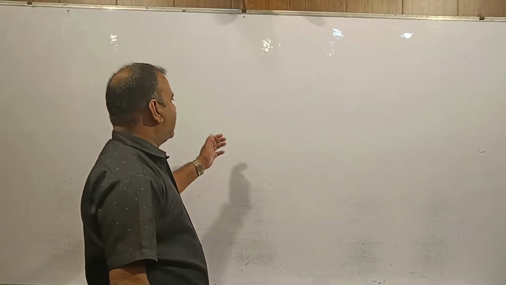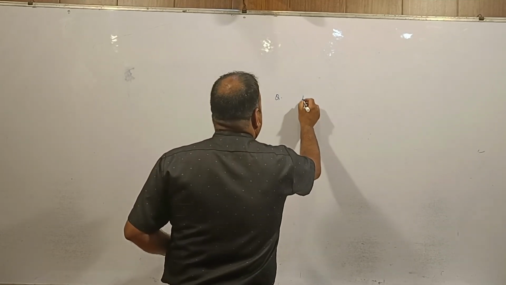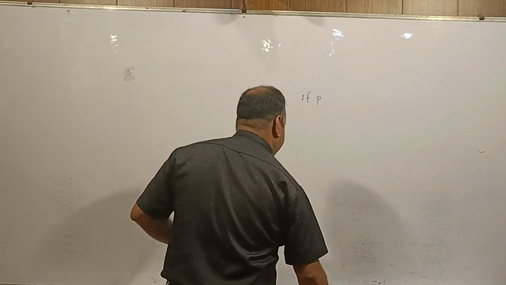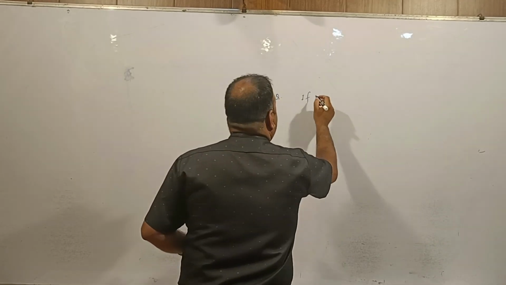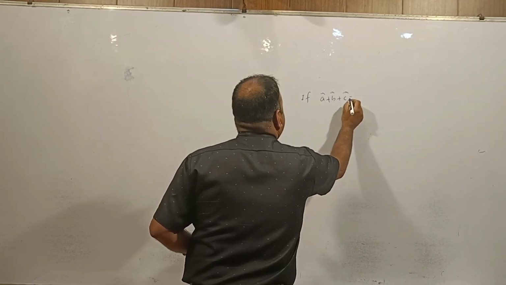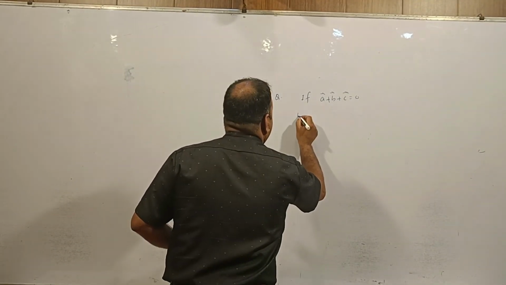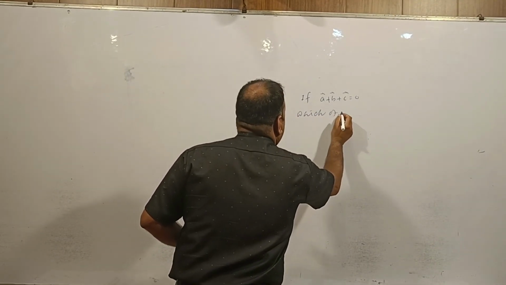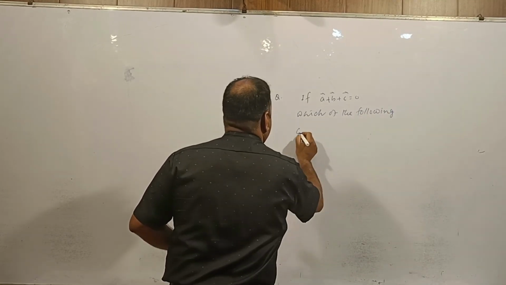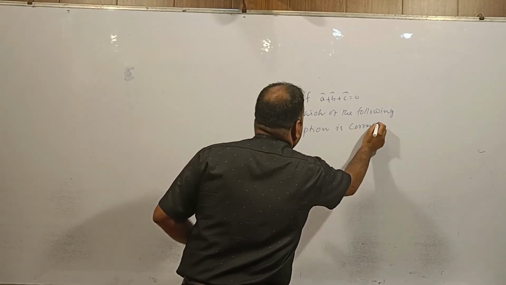Now you can see, suppose you are given question number 1. Suppose it is given like this: if A plus B plus C, that is A vector, B vector, C vector, is equal to 0, only this part is given to you. So which of the following options is correct?